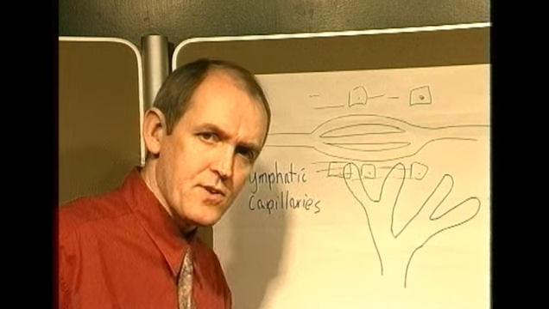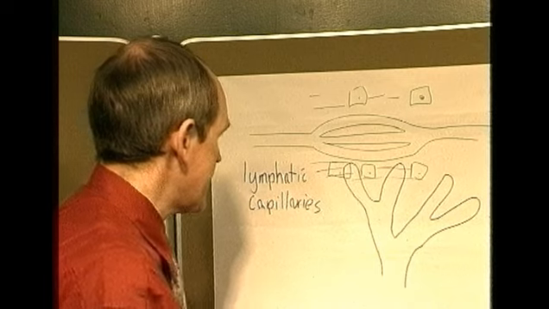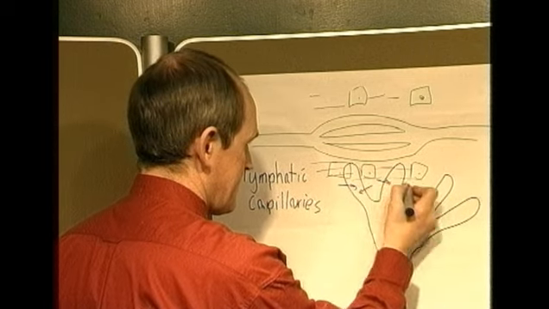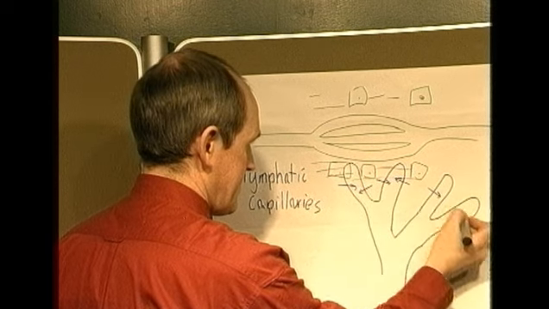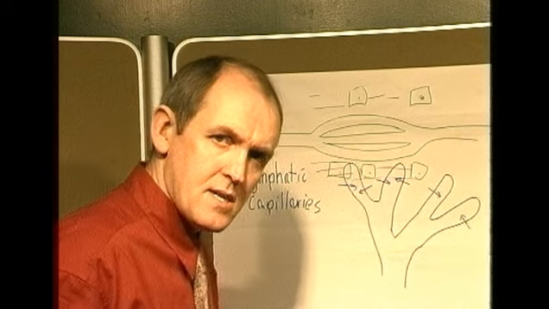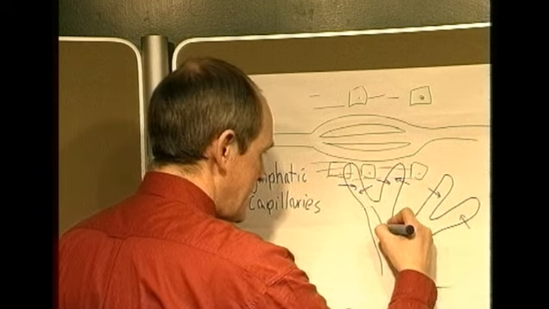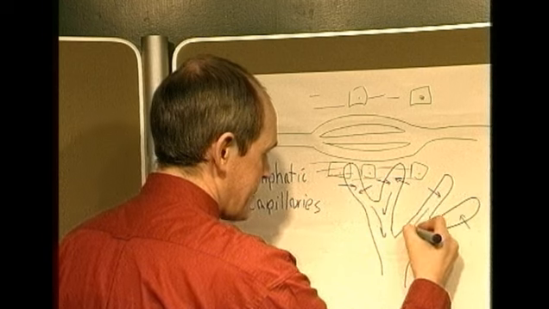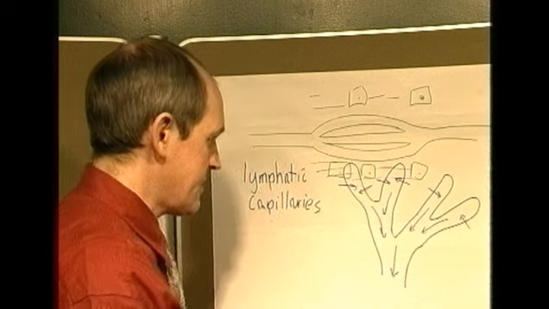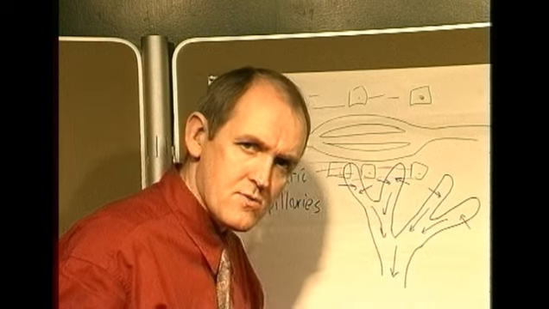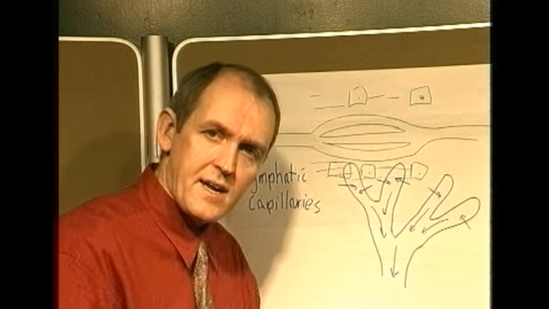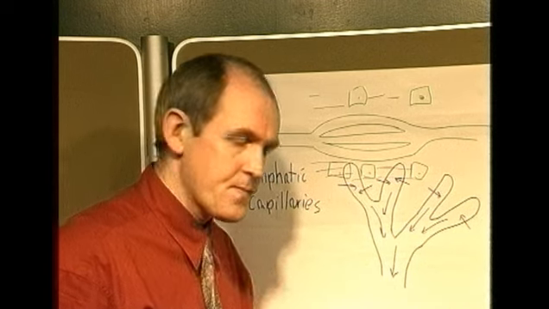And excess tissue fluid drains into the lymphatic capillaries. Once in the lymphatic capillaries, this fluid moves down into the larger lymphatic vessels. And these larger lymphatic vessels again join larger vessels until you get larger still lymphatic vessels draining the areas of the body.